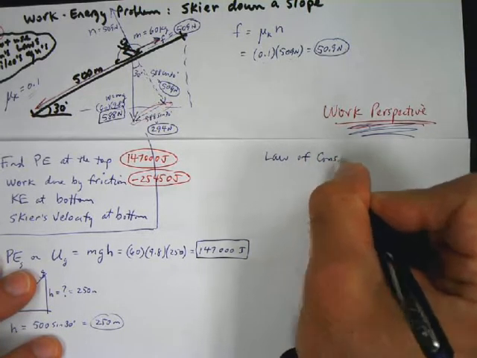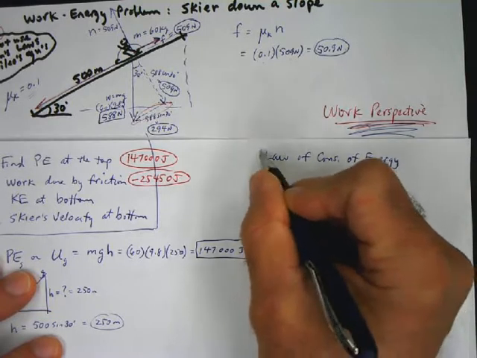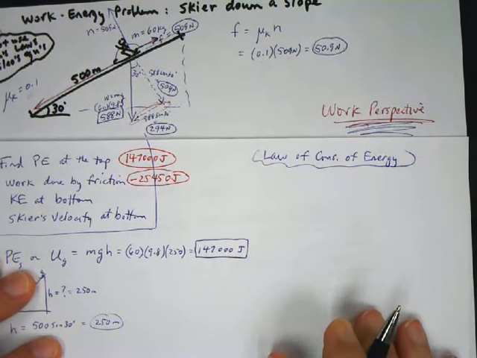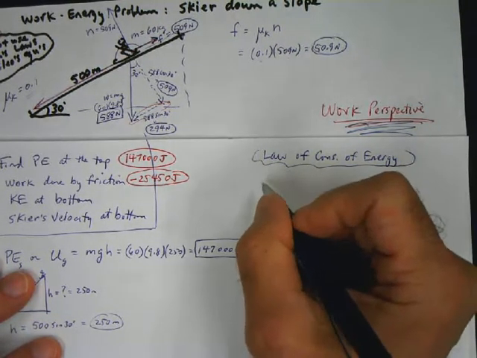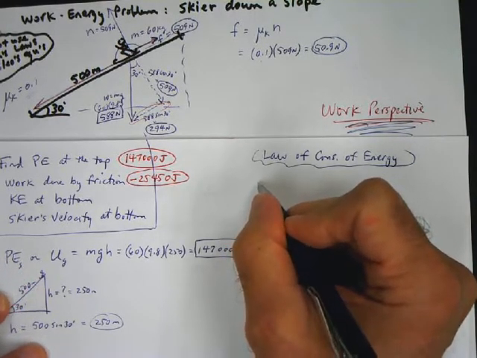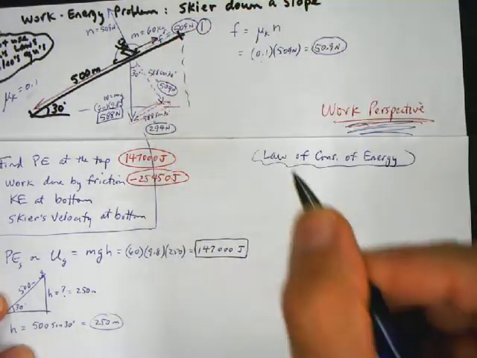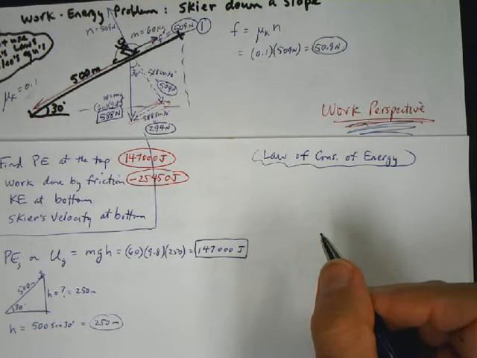Okay, and basically it goes something like this. Let's say this is position 1 up here, and this is position 2 down at the bottom. So we can express it like this.